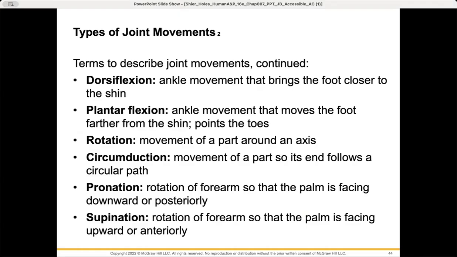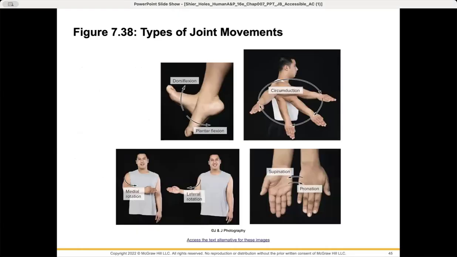Some other types of joint movements are rotation, circumduction, making circles, pronation or supination. To be prone, right, we have our palms downward. Supine is when we put our palms upward. And we'll see some examples of this.